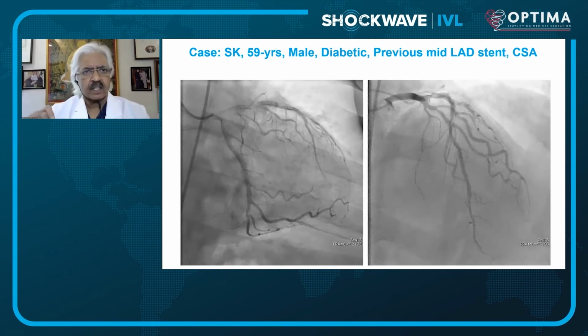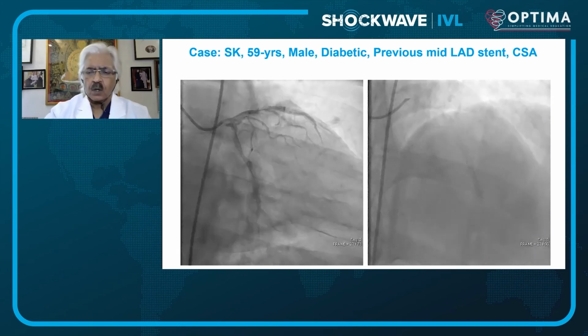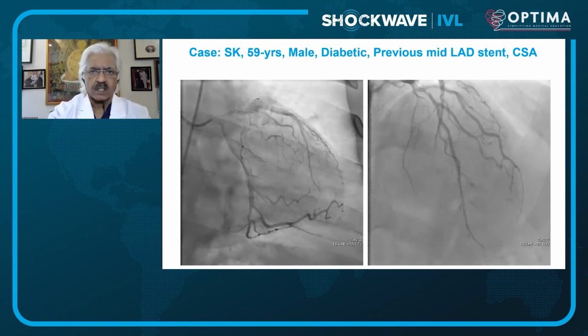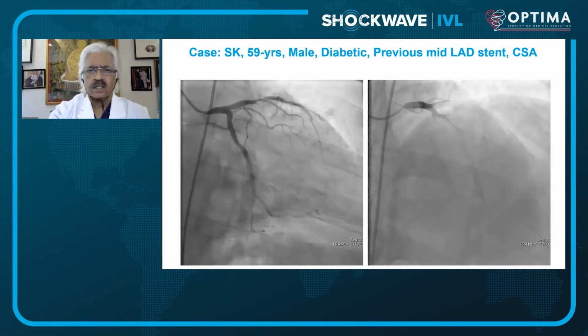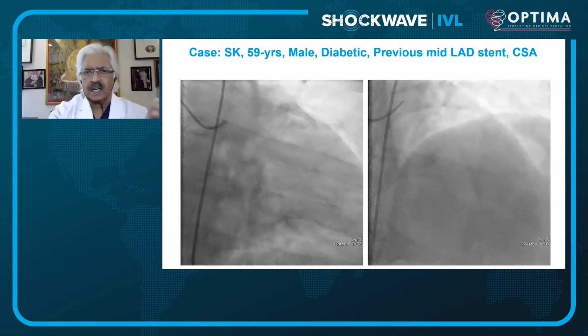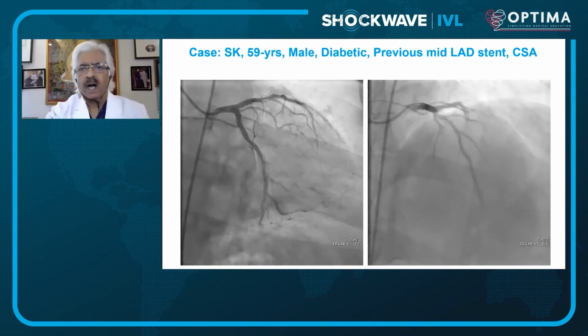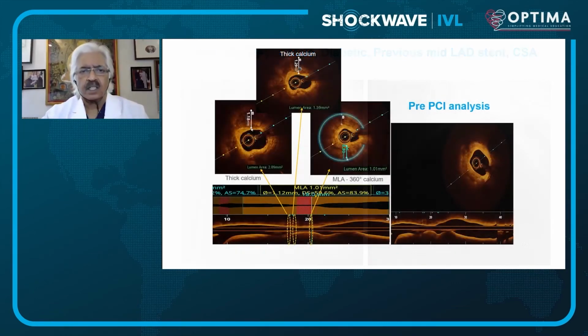Now, this is a very illustrative and interesting case of a 59-year-old male who's a diabetic, who's had a previous mid-LAD stent and now has a proximal LAD lesion. Now, most people would look at this and say, this is no big deal, just a bit of calcium seen on the angiogram. We should just go ahead, dilate this, stent it, and this should be my fellow's case rather than my personal case. Well, this is how it goes in our understanding.